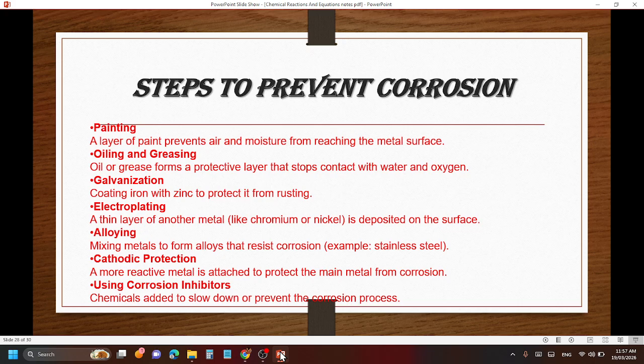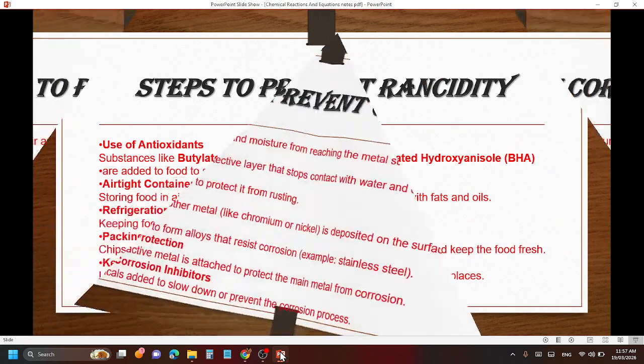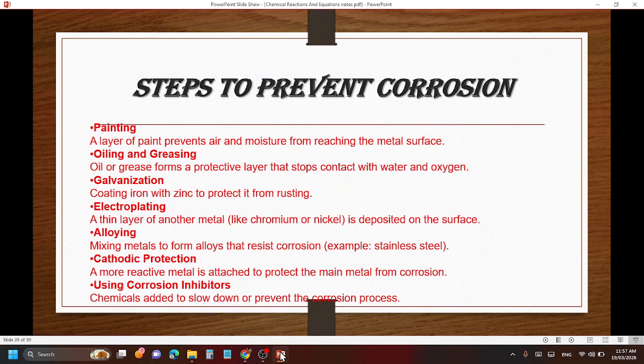Galvanization, simple: to coat the iron with a layer of zinc to protect it from rusting. Electroplating: a thin layer of another metal like chromium or nickel is deposited. Same, everything is forming a surface on the objects to prevent corrosion. Alloying and cathodic protection, we will learn in the metals and non-metals lesson. I hope everybody understood the steps to prevent corrosion: painting, oiling and greasing, galvanizing, electroplating, alloying. You would just study these ones.